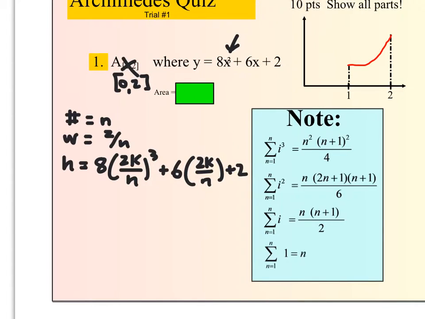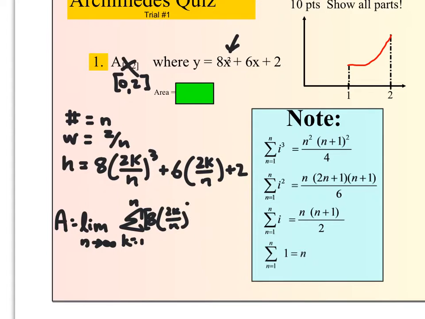So let's go ahead and set up the area function here. So the area would equal the limit as n goes to infinity of the sum from k equals 1 to n of what we have here. So here is our height function, 2k over n cubed, plus, I'm just going to call that for now 12k over n plus 2, times our width of 2 over n.